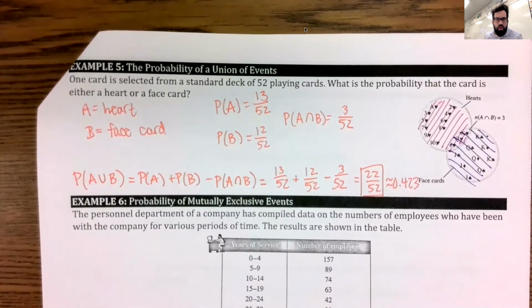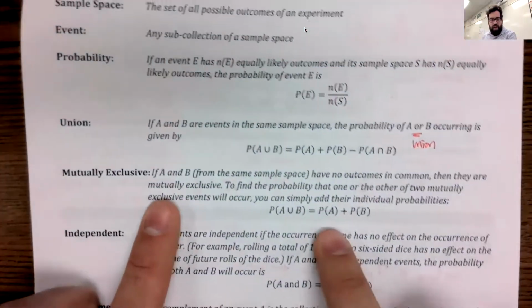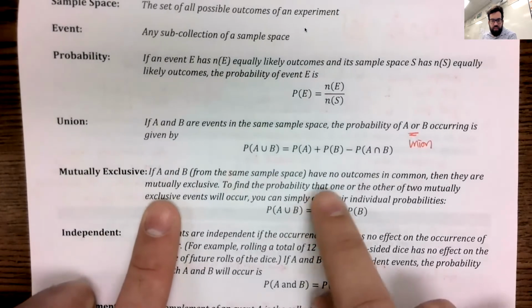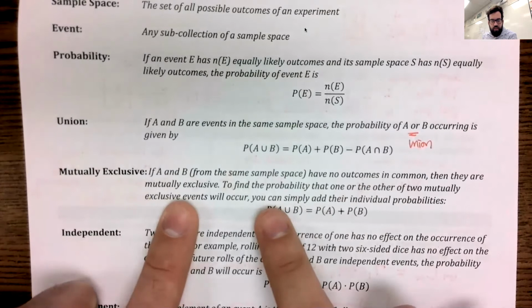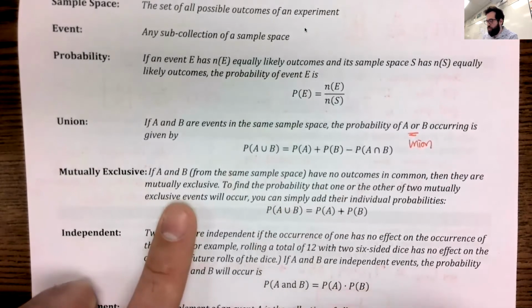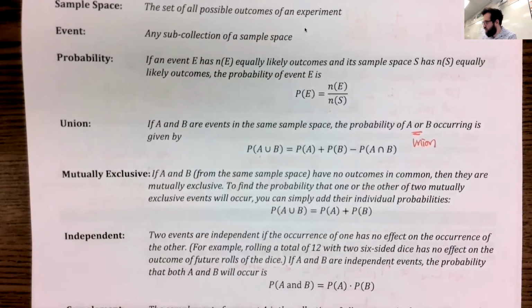And that's the probability that the card is either a heart or a face card or both. All right, next up, we're going to be looking at mutually exclusive events. If A and B from the same sample space have no outcomes in common, then they are mutually exclusive. So mutually exclusive would mean if we have a Venn diagram, they don't overlap. The 2 circles are separate.